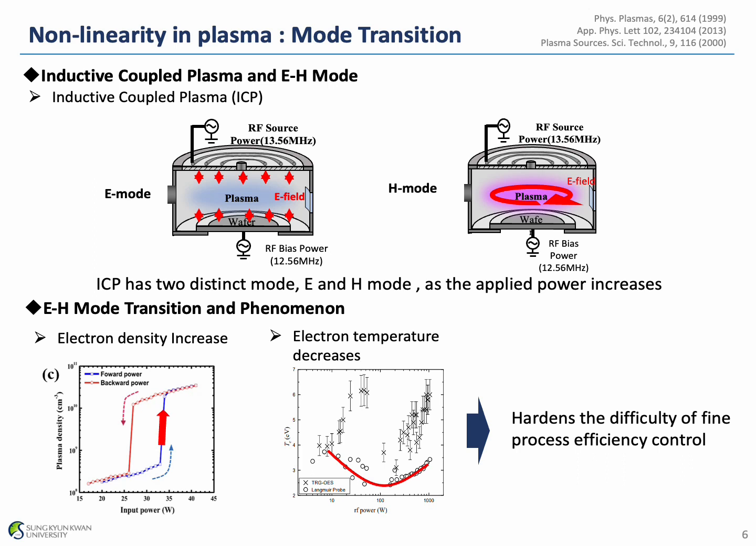When we increase the power in ICP, the mode transition occurs with a sudden increase of electron density and decrease of electron temperature. And this discontinuous phenomenon makes fine process efficiency control difficult. So monitoring the change of characteristics in the mode transition is important to make better process equipment.